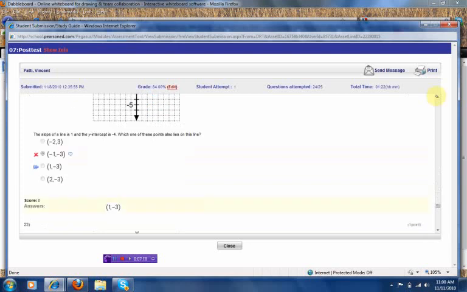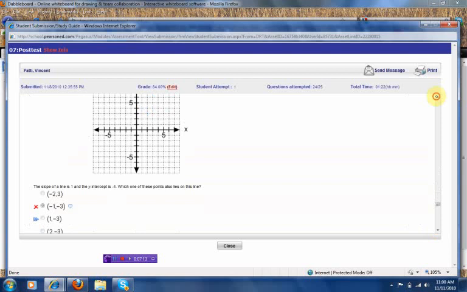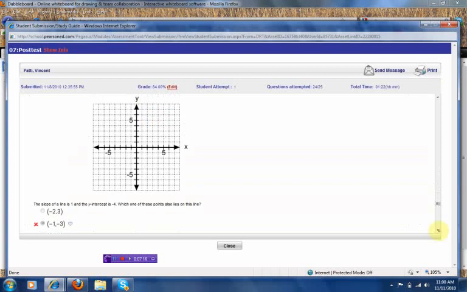Okay, so the slope of a line is 1 and the y-intercept is negative 4. So that's another one here. Let's clear this canvas.